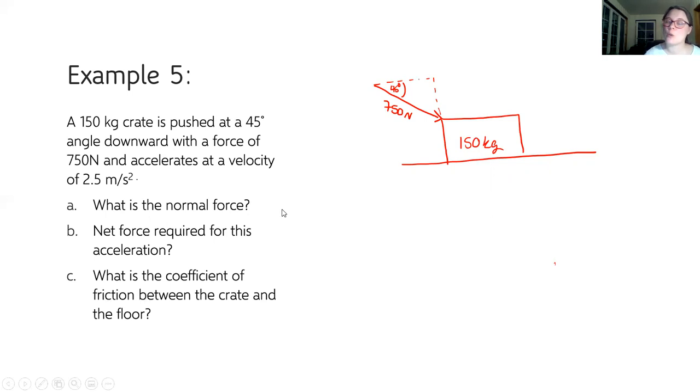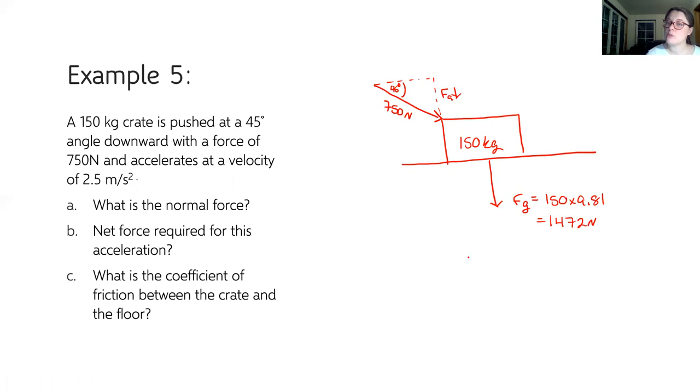And let's figure out what the normal force is going to be. So we know that the vertical forces need to balance. I know that there's one force pushing down on it already, and that's the force of gravity. That's there whether I'm pushing down or not. It's equal to 150 times 9.81, which happens to be equal to 1472 newtons.